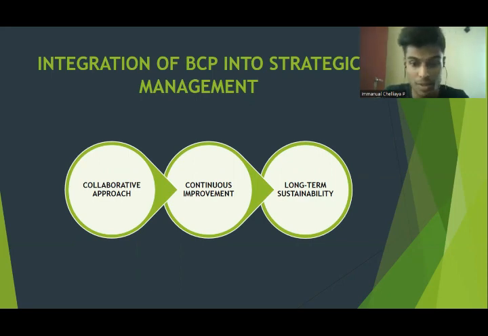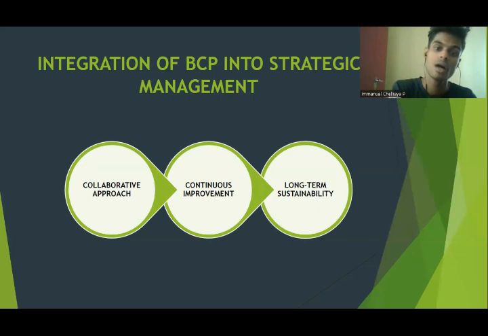Next is continuous improvement. A regular review and updating of BCP is required when there is an integration of BCP with strategic management, along with conducting drills and exercises to test BCP effectiveness. If they are implementing BCP, as I've mentioned earlier, such drills or sudden inspections could take place in an organization in order to know the effectiveness of BCP within the organization.